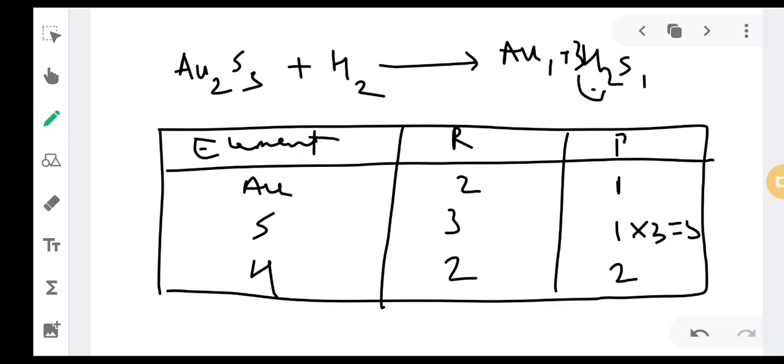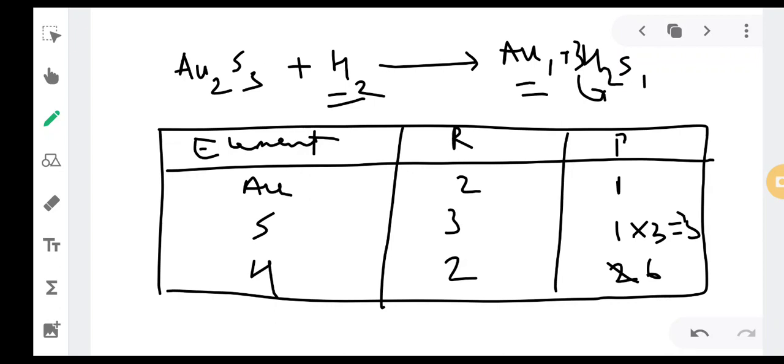So what has happened to hydrogen? The number of atoms of hydrogen has changed from 2 to 6. Okay, so what is the problem which has happened? Hydrogen has become 6 from 2. So what is unbalanced now? Au and hydrogen, 2 things are unbalanced over here.